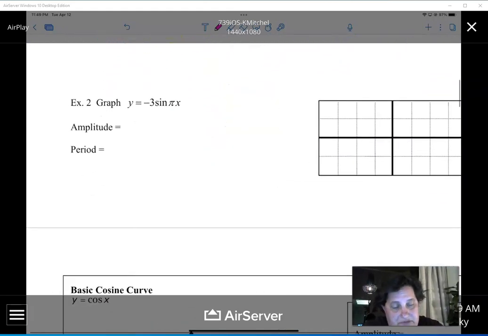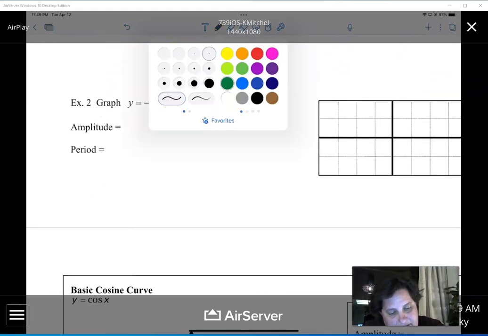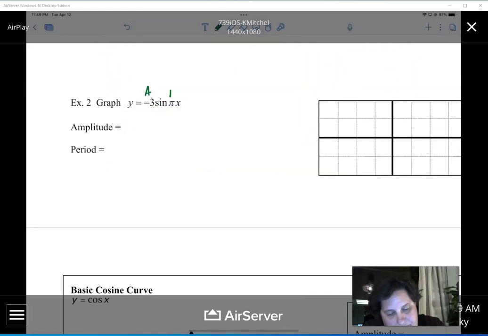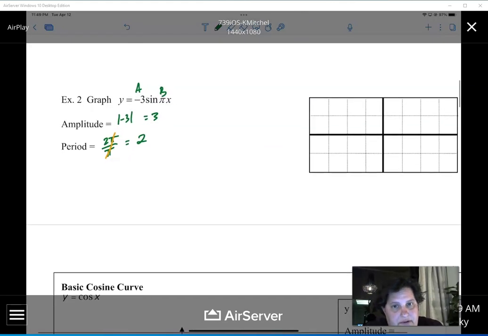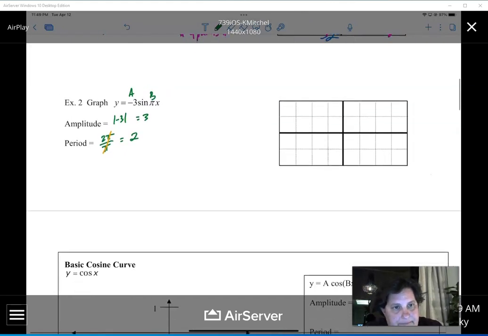So this one's a little interesting. So, okay, I have A and B. So A is -3. That means that the amplitude is the absolute value of that. So the amplitude is actually 3. Okay, the period is 2 pi over B. Okay, so this is kind of interesting. So 2 pi over B crosses out. So the period is actually just 2. So that's okay. I can work with that, right?